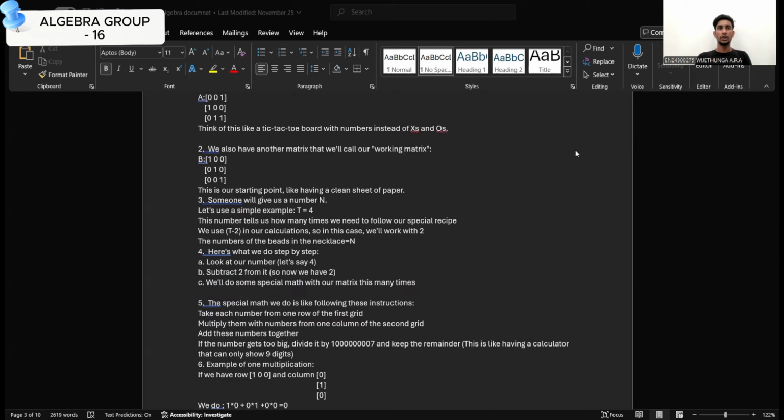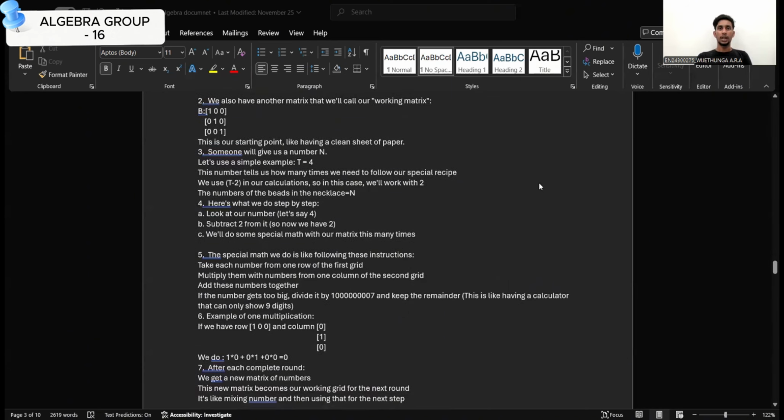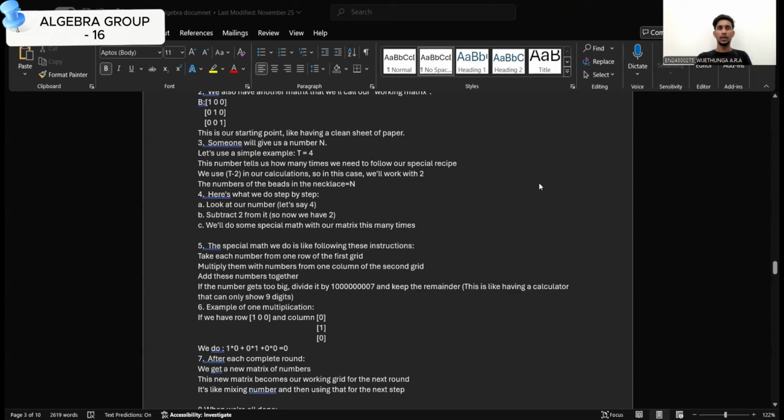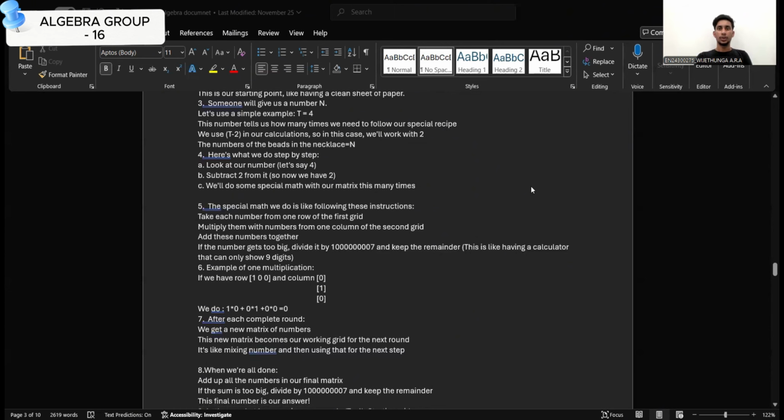The process involves multiplying rows from the first matrix by columns from the second, adding the results and replacing the grid values. If a number becomes too big, we can divide it by 10 to the power 9 plus 7 and keep the remainder. It's like using a calculator that only shows up to 9 digits. After repeating this process for the given times, the numbers in the final grid are summed up to get our answer. For t equal to 4, after the calculation, the final matrix is filled with numbers, and adding them gives the result. This teaches modular arithmetic and matrix operations.